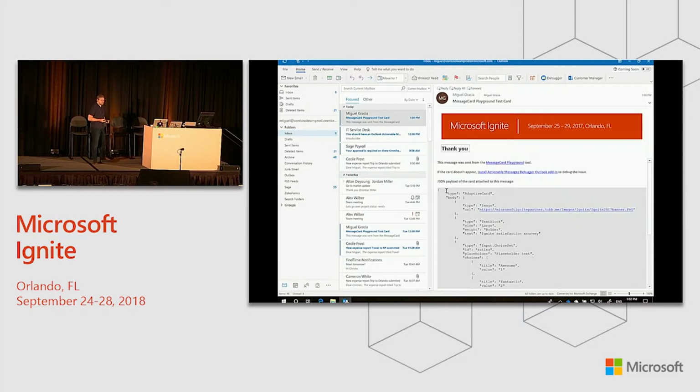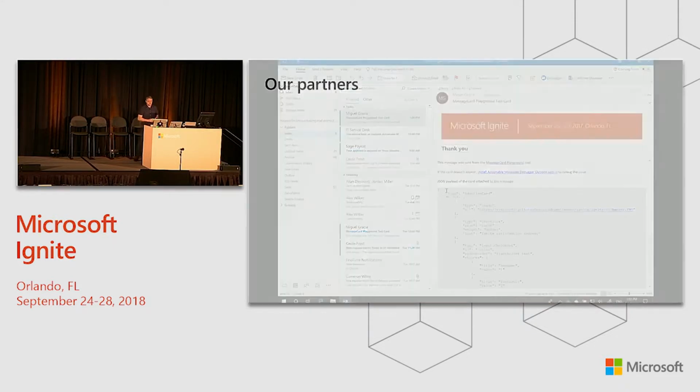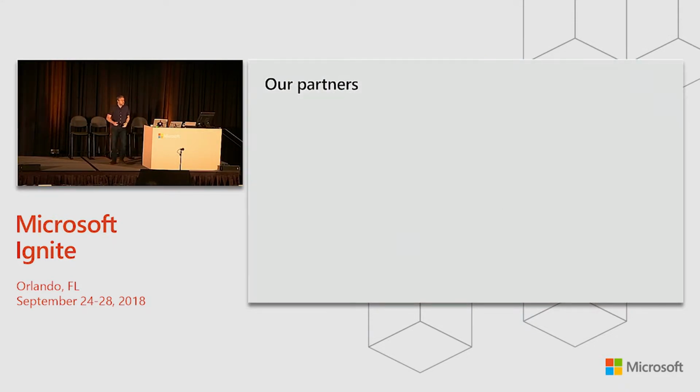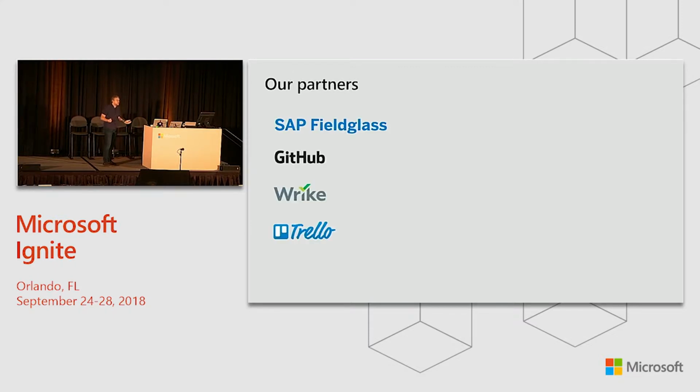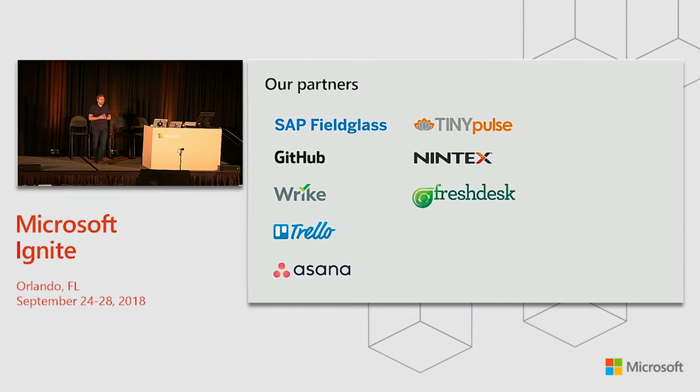And now I'm going to switch back to the box. I'd like to talk very briefly about some partners that we have. So ever since we introduced the actionable message capability, a bunch of partners have said, oh, wow, that's great. And we have big names here, SAP, Fieldglass, Workforce Empowerment. GitHub, everybody knows what that is. Issue management, open source code, etc.